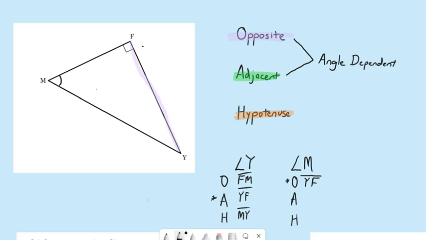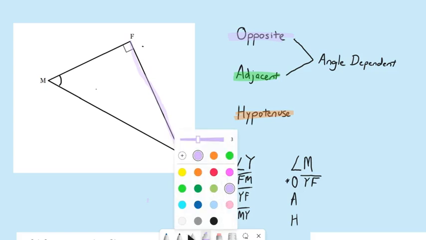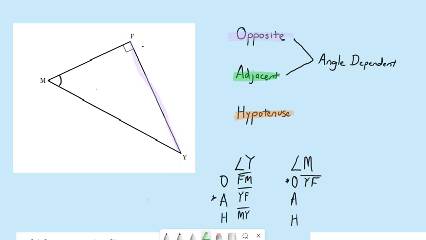All right, next one. Now we want to go with the adjacent side. So angle M, the adjacent side, we've got two side lengths that are next to it, but one of them is the hypotenuse. That's MY. So this is going to be FM. And I'm going to mark that right here. So we got FM right here. And again, if we look at this, they just switched.